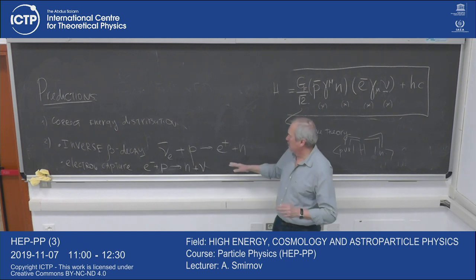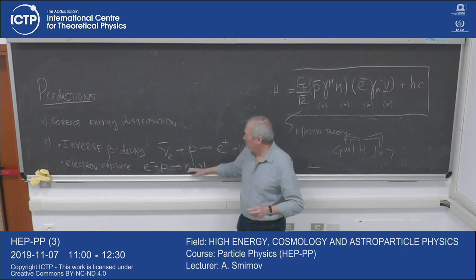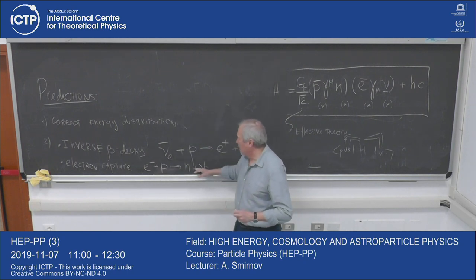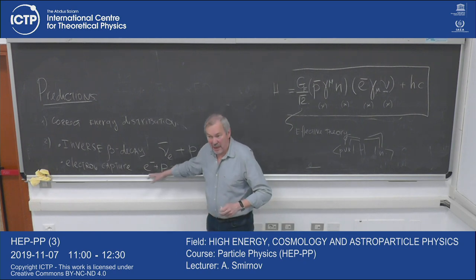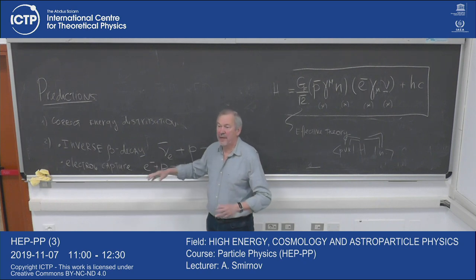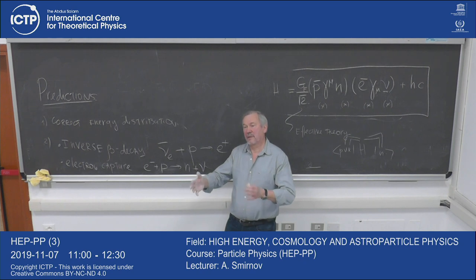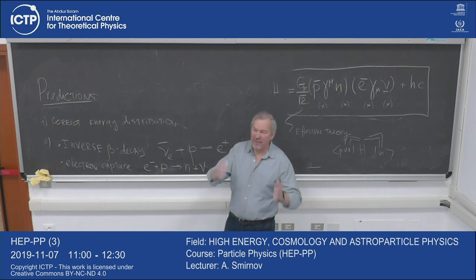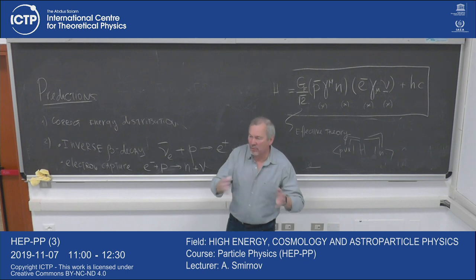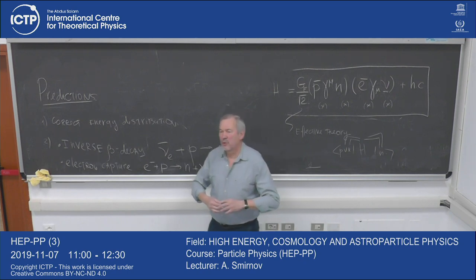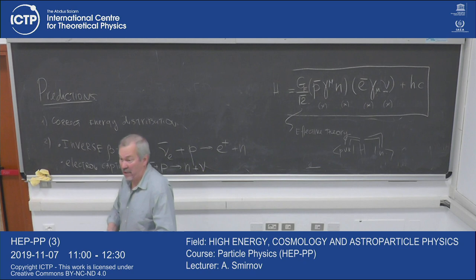If you have the capture of an electron like here on the proton, and if this happens inside the atom, of course you cannot use an electron plane wave. So you need to take a real wave function of your electron in the atom. Or if in the final state your products are captured or bound to form something, then you need to use a real wave function.